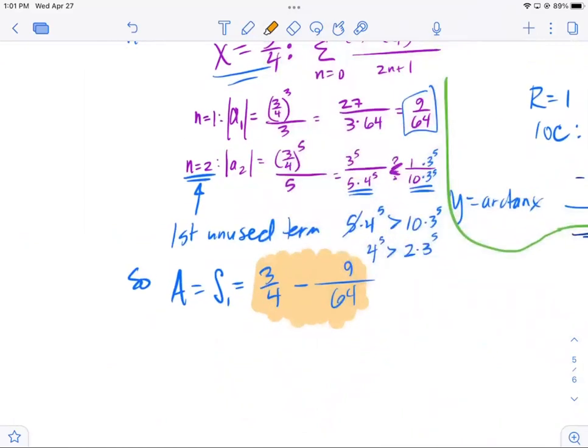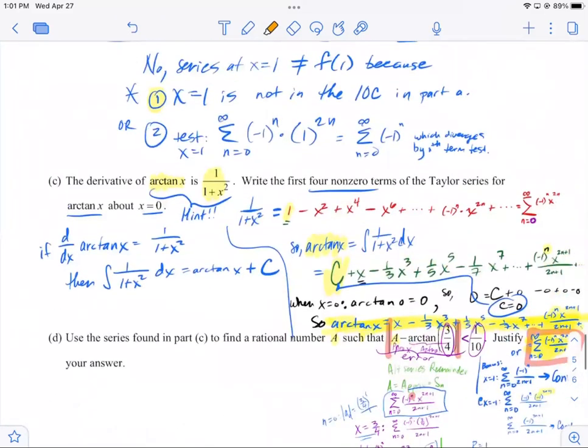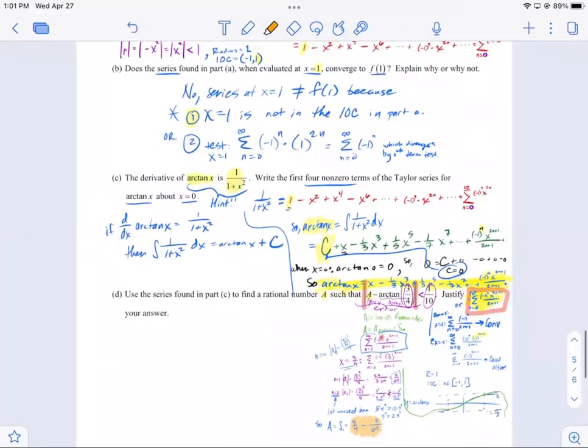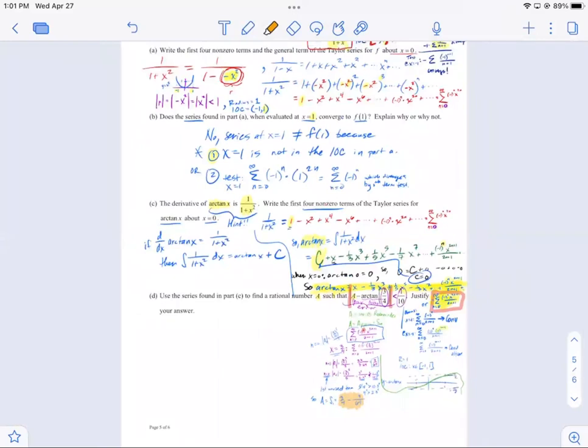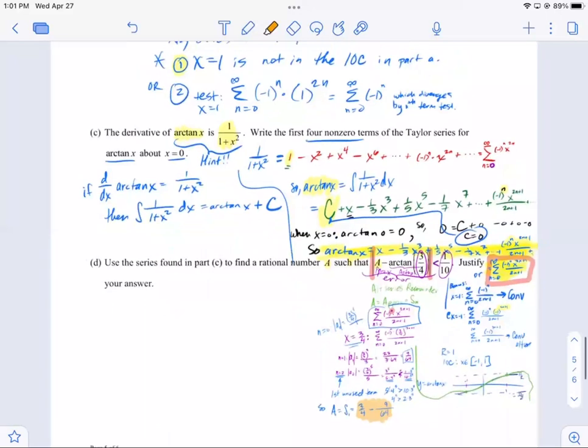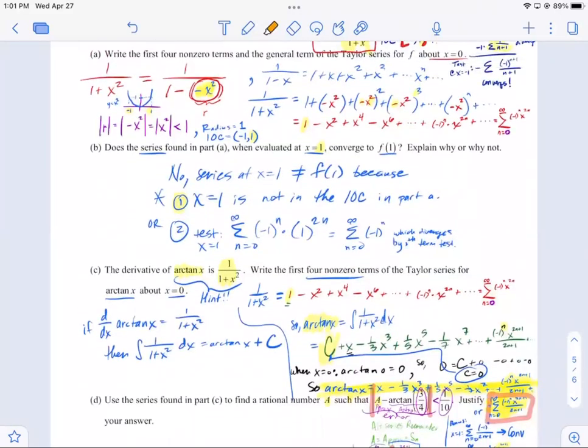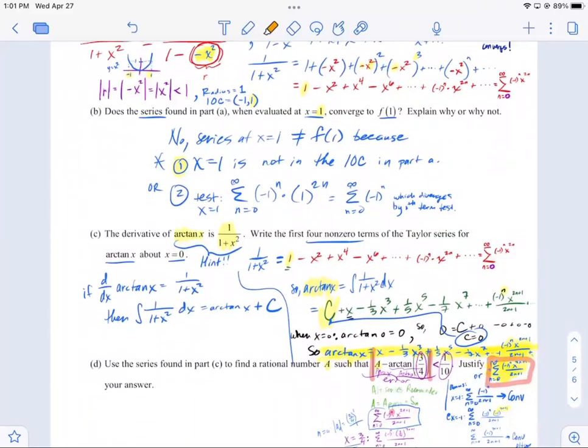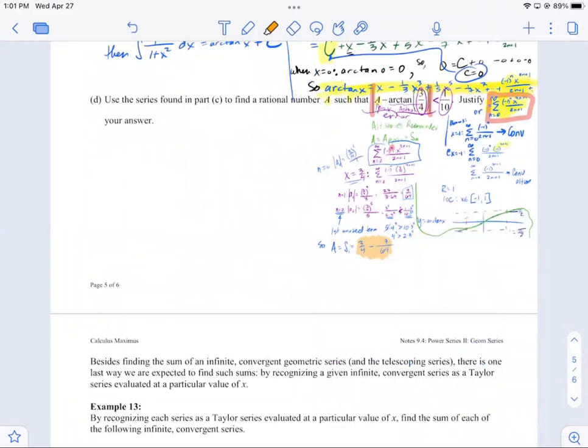Now, would we have to simplify 3/4 minus 9/64? Heavens, no. So now we would be done with the test and we'd be like, thank goodness, right? Because that was a burner, that was a brain burner, right? Details, tediousness, but that was an actual question that required you to use the geometric series test, okay? All right, and because it was an alternating series, we could use the alternating series test for the error.